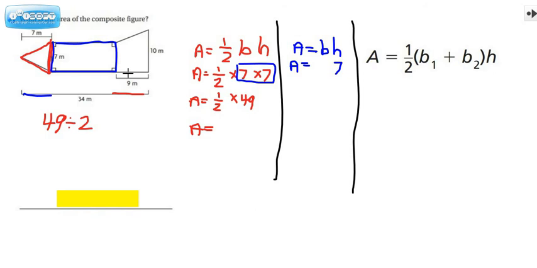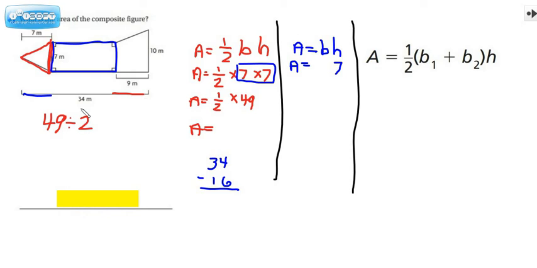7 plus some number plus 9 has to equal 34. So ask yourself, what's 7 plus 9? And that would be 16. We need to subtract 16 from 34, and that'll give you the length of this line that's not shaded in any color, because remember the whole thing has to add up to be 34.